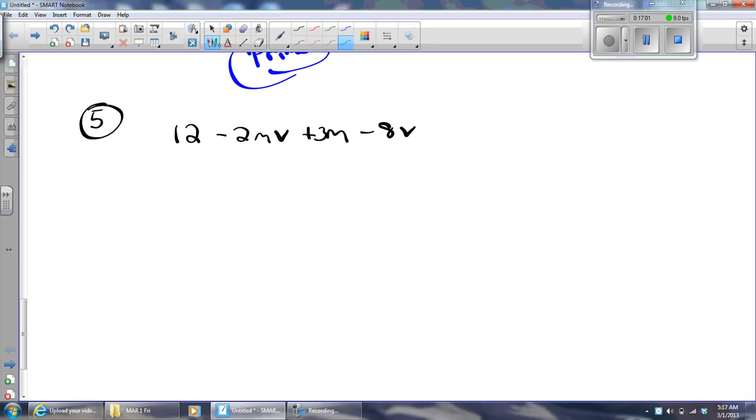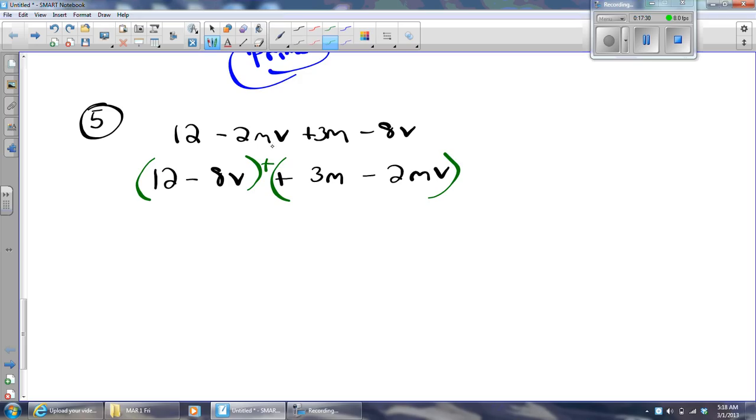I'm going to go ahead and rewrite it. I'm going to put my m terms together. I think I'm going to go with 12 minus 8v plus 3m minus 2mv. And I'm going to go looking for the GCF. Okay, so gonna group, stick a plus in there. Now I'm gun shy. I feel like this one's gonna mess up too. All right, GCF of 12 and 8 I think is 4. That's gonna be it totally. So I'm gonna pull a 4 out, and I'm gonna be left with a 3 minus 2v.